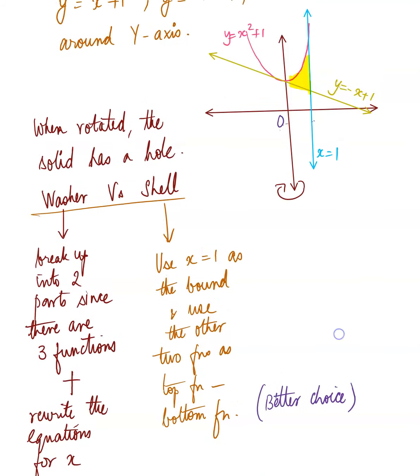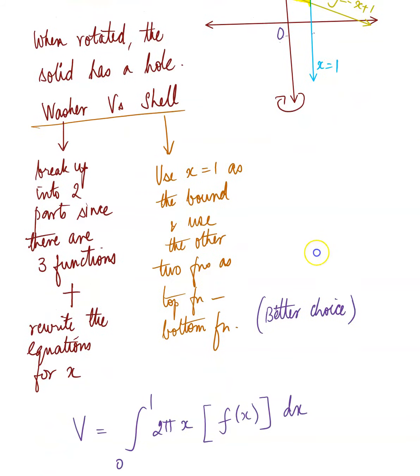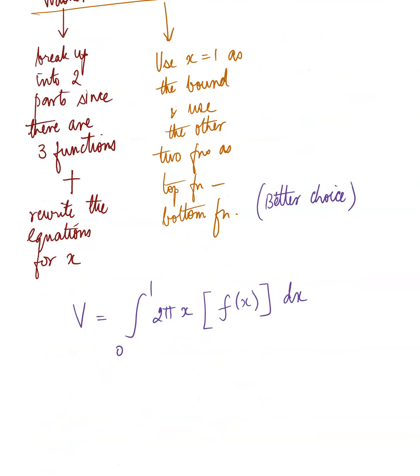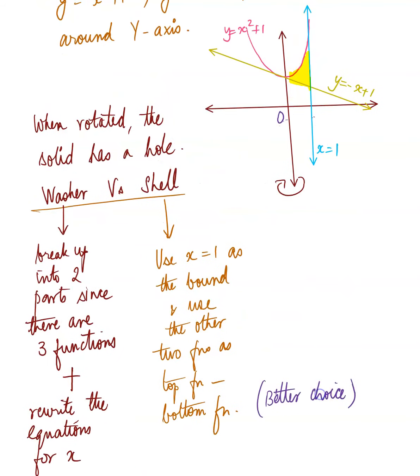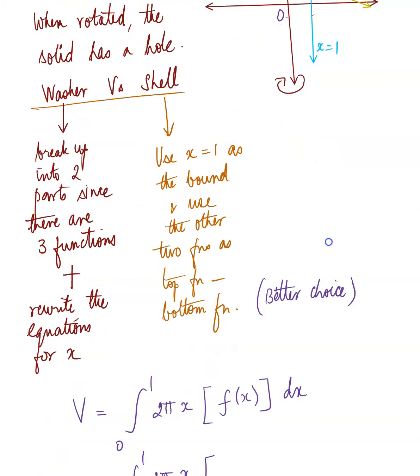But because of the hole, remember, it's not hugging the y-axis in this case, we do have to consider the washer part wholly. So the washer part would be the top function minus the bottom function. So the top function will be your parabola minus the green line.